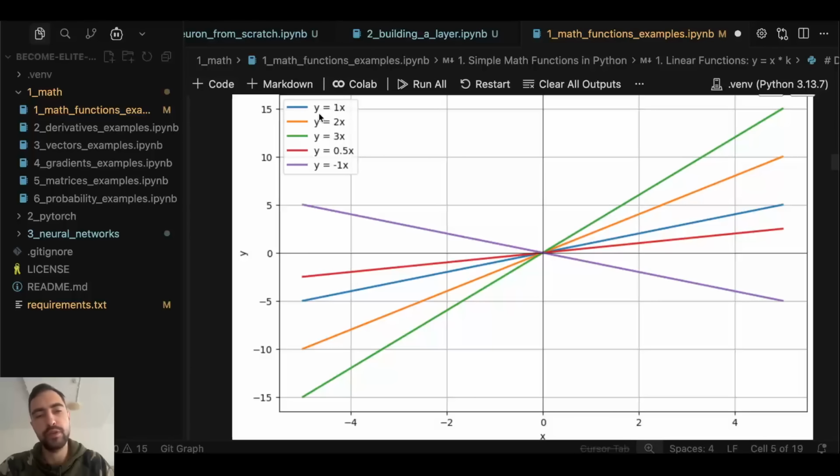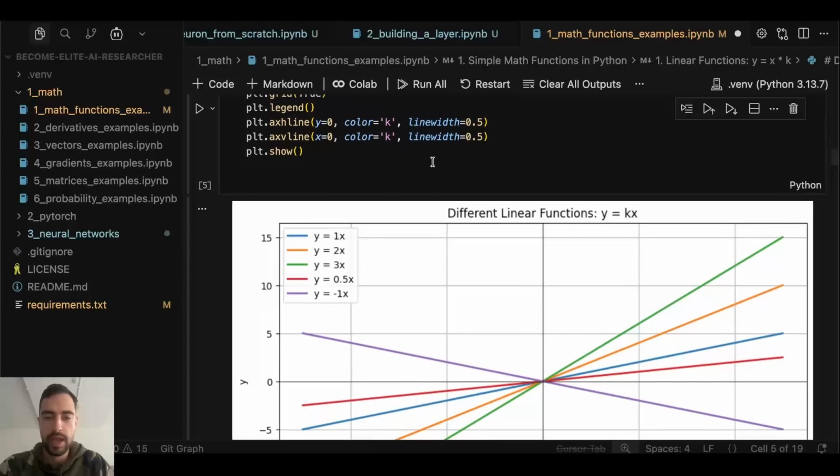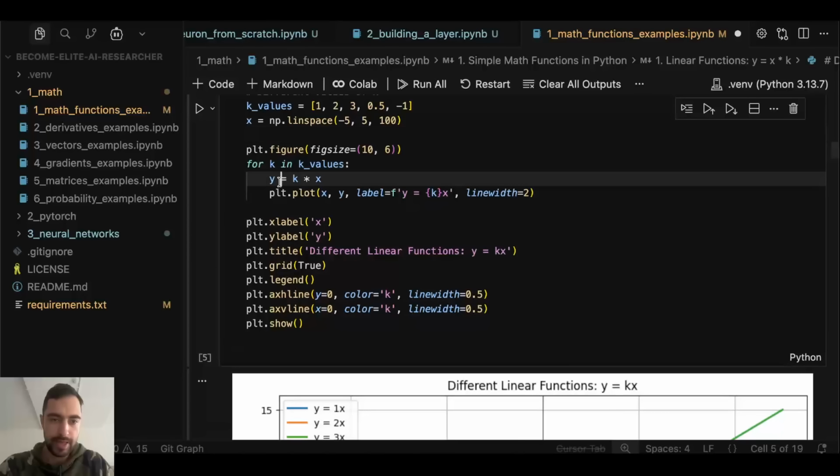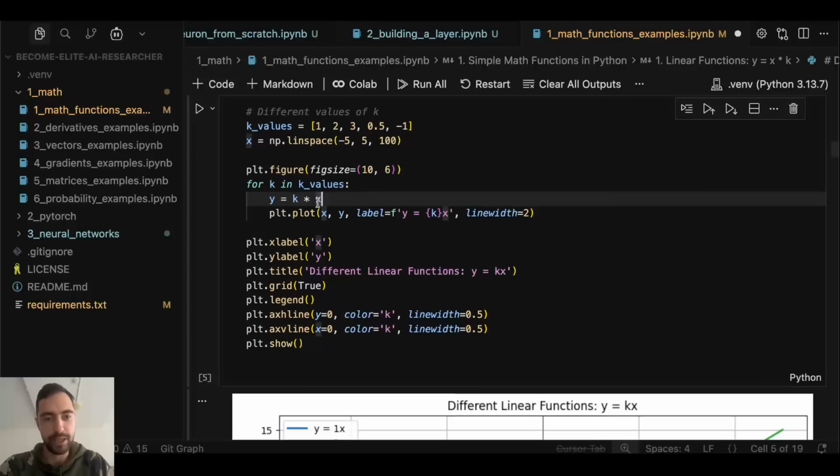For example, if we look at y equals x, here where x is 4, y will also be 4. So then that's this slope as well. And the way this is coded is very simple. There is a list of k values, and then for each of the k values, we plot the function.